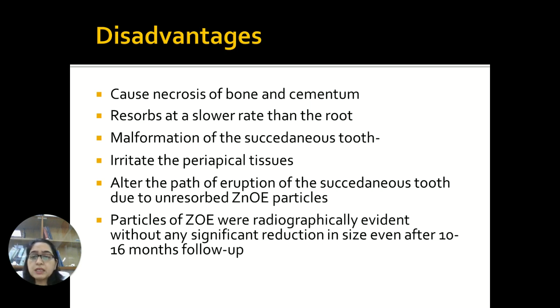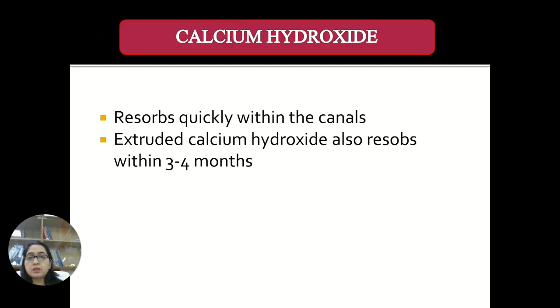It has been seen that the zinc oxide eugenol material, when extruded, did not reduce in size even after 10 to 16 months of follow-up. A commonly used material is calcium hydroxide. However, singularly it is not used because it is resorbing quite quickly within the canals, and extruded calcium hydroxide also resorbed within 3 to 4 months.